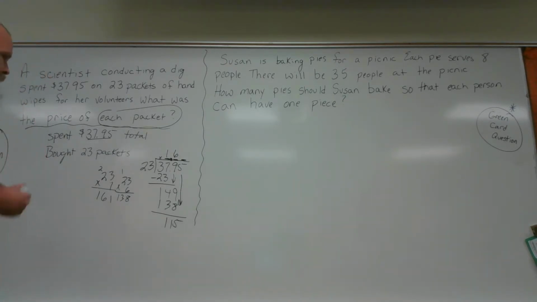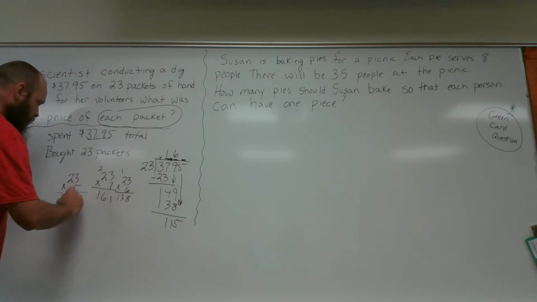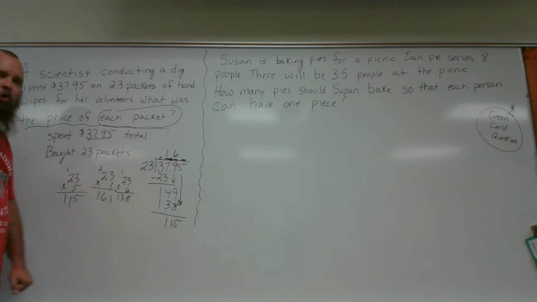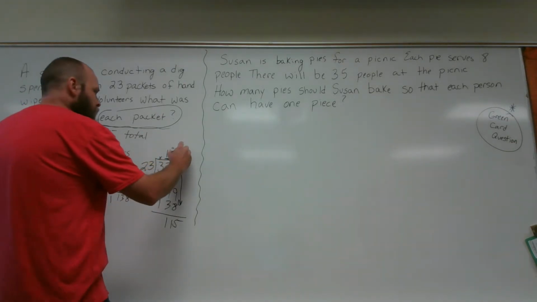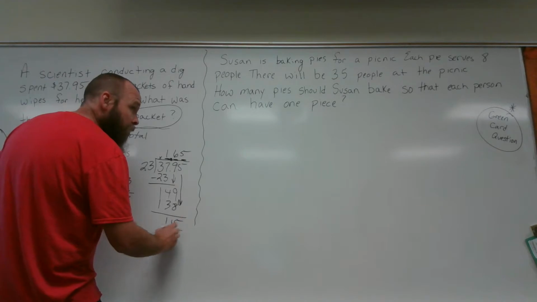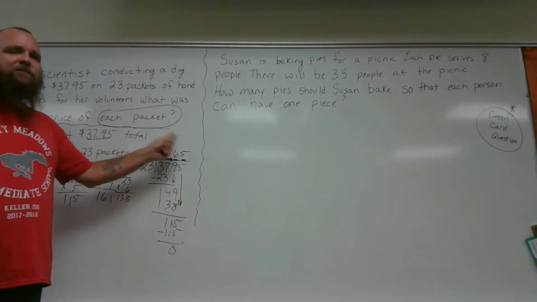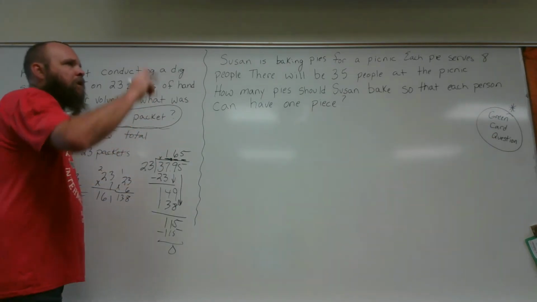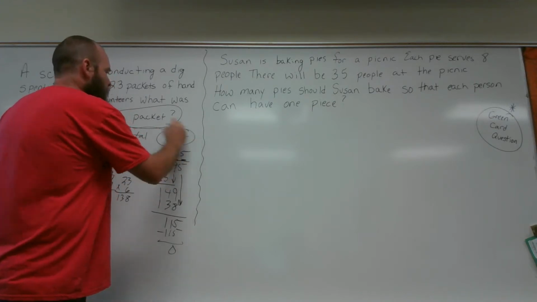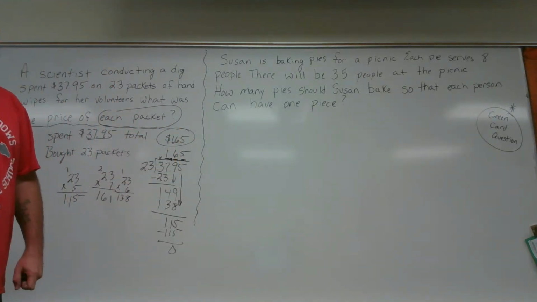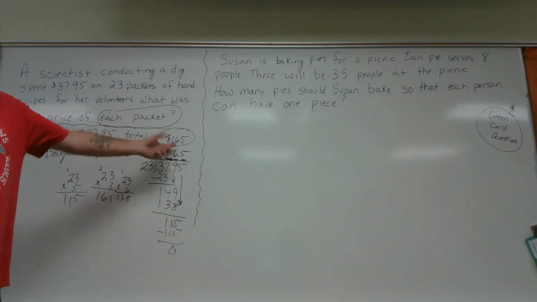So let's try 23 times 5. 15, 10, 11, and boom, exactly 115. So we subtract, leaving zero. So that tells me each package costs $1.65. $1.65. I want to check it.